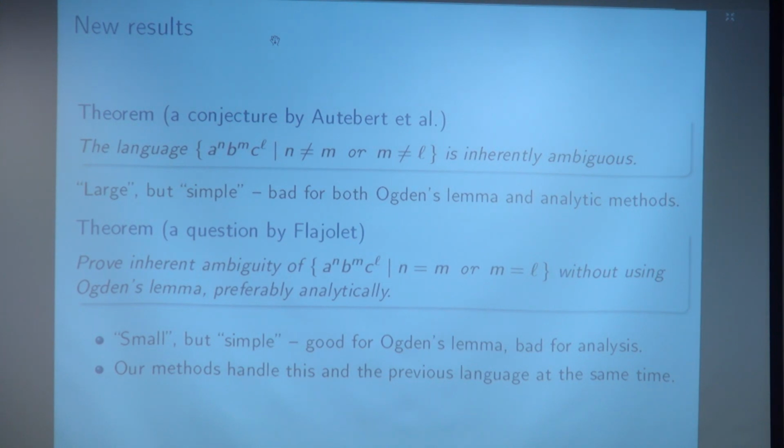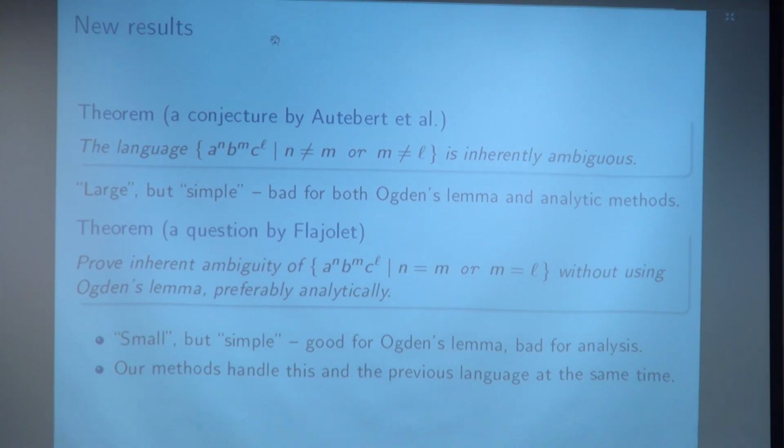The language of words a^n b^m c^l, where n is not equal to m, or m is not equal to l. So in some sense, the complement of a^n b^n c^n with respect to a* b* c*. This language is hard for both Ogden's lemma and analytic approaches, but our approach handles it just fine. And by a very simple application, we can very simply move from this language to this language, a^n b^m c^l, where n is equal to m or m is equal to l.